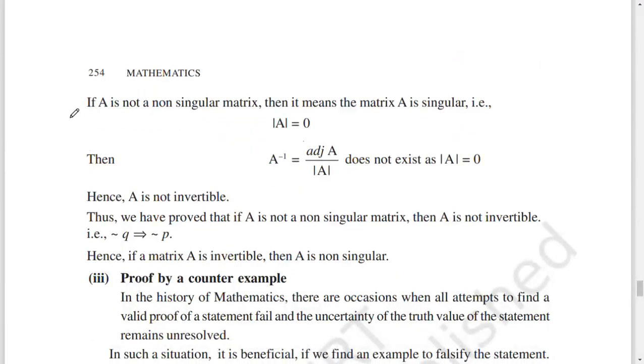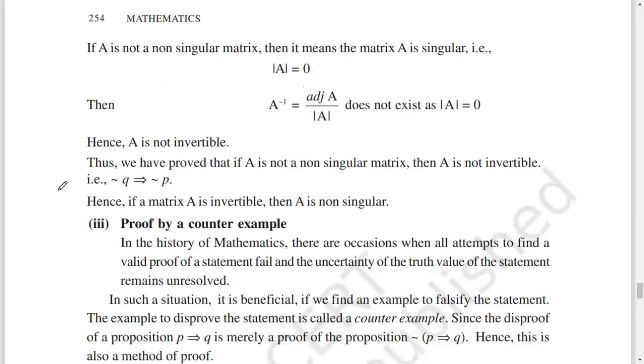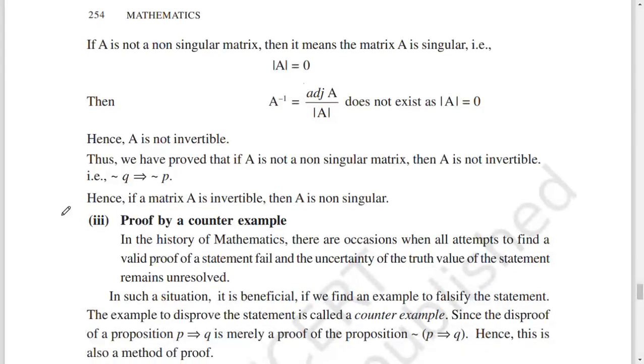If A is not a non-singular matrix, then the matrix A is singular, that is, mod of A is equal to 0. Then A inverse, equal to adjoint A by mod of A, does not exist as mod of A is 0. Hence, A is not invertible. Thus, we have proved that not Q implies not P. Hence, if a matrix A is invertible, then A is non-singular.